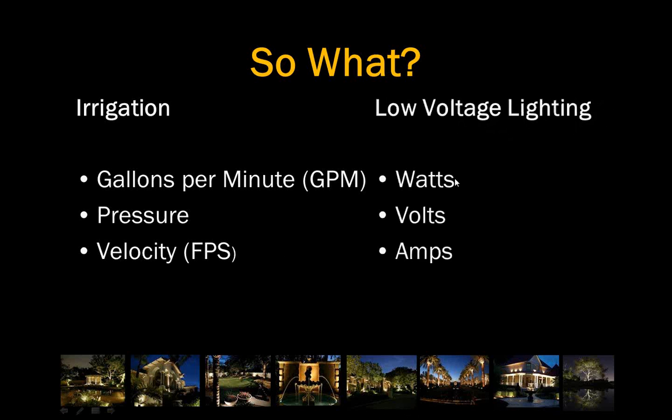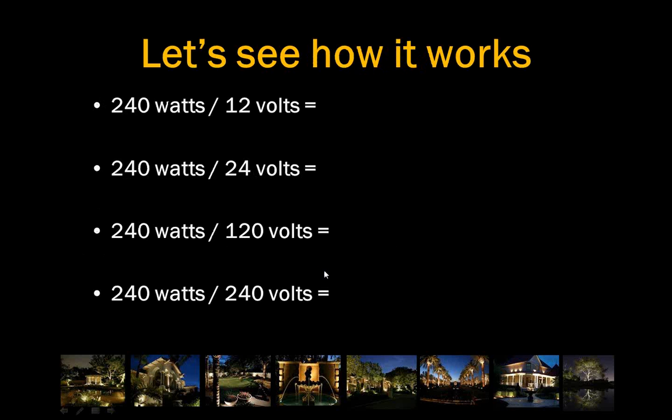So we need to figure out again that in order to run this many watts, I've got to have 12 volts without exceeding the amp load for the wire. So let's see how it works. We'll quickly run through this. At 240 watts, if I'm running that on a 12-volt system, so let's say I've got 240 watts on one line, I'm getting 20 amps. If I take that same 240 watts and run it on 24 volts, I'm getting 10 amps.